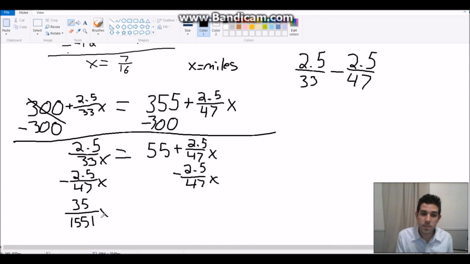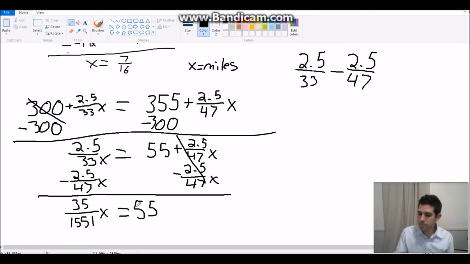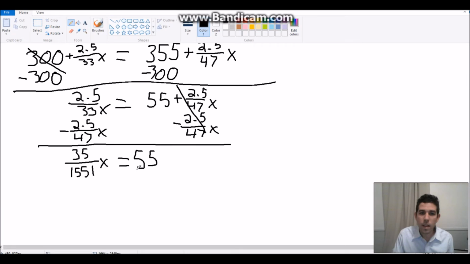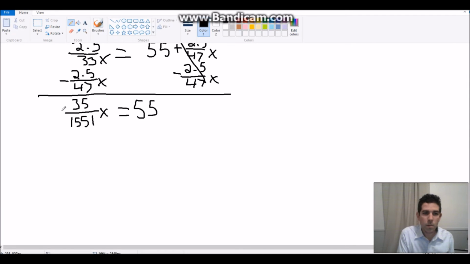And don't forget, this was an x. I combined those like terms. That was the hardest part of the problem. Then I got to this point because these canceled out, and I'm now left with this problem. How do I inverse a fraction? Well, I just multiply by its reciprocal. So I multiplied everything by 1,551 over 35. These will cancel out, leaving x.